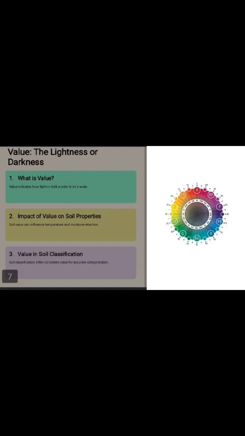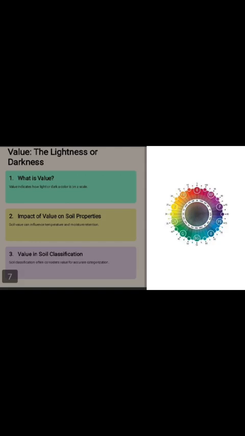Impact of value on soil properties. Organic matter content. Soil with lower value numbers typically contains higher organic matter, which enhances soil fertility and structure. Soil horizons. The value can indicate different soil layers. For instance, A horizons are darker due to organic material, while E horizons are lighter, reflecting leaching processes.